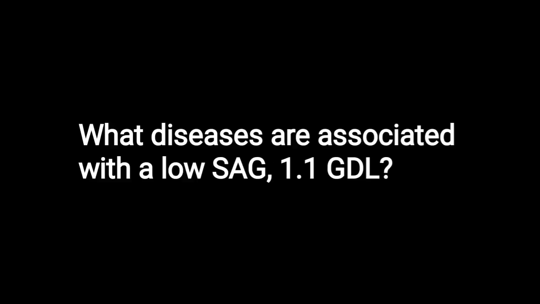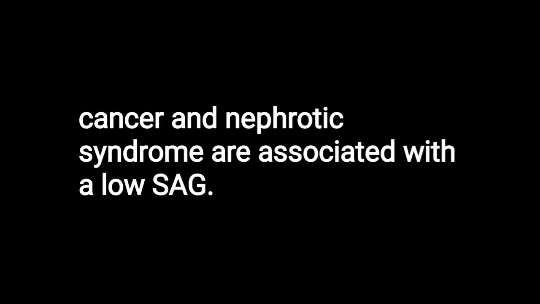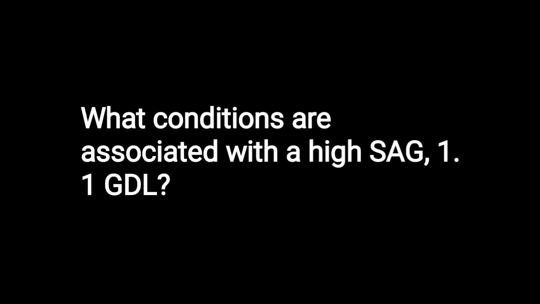386. What diseases are associated with a low SAAG, less than 1.1 g/dL? Infections, except spontaneous bacterial peritonitis, cancer, and nephrotic syndrome are associated with a low SAAG. 387. What conditions are associated with a high SAAG, 1.1 g/dL or more? A high SAAG suggests portal hypertension, as seen in cirrhosis, heart failure, and hepatic vein thrombosis.